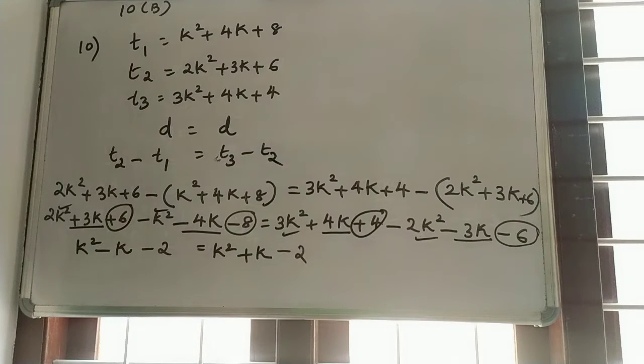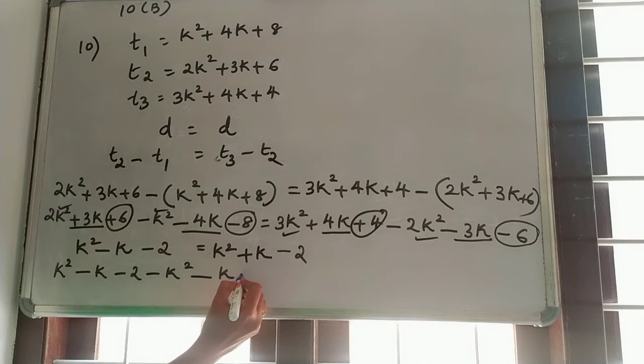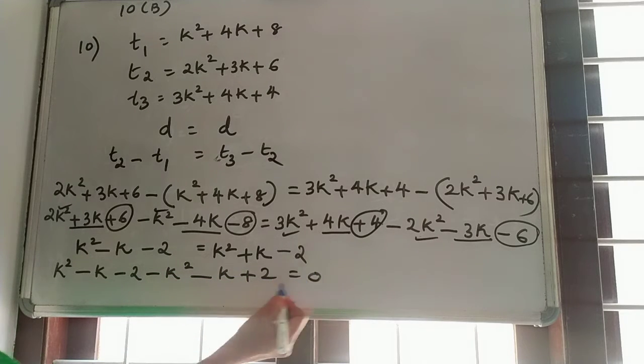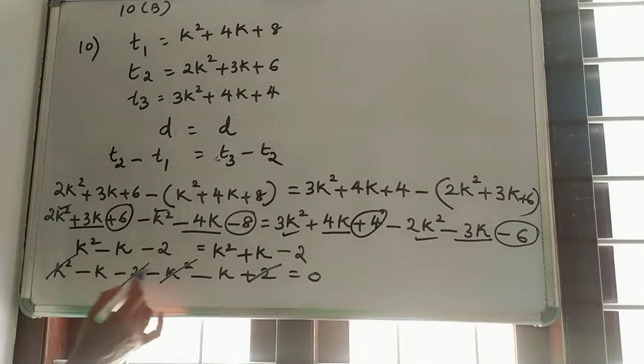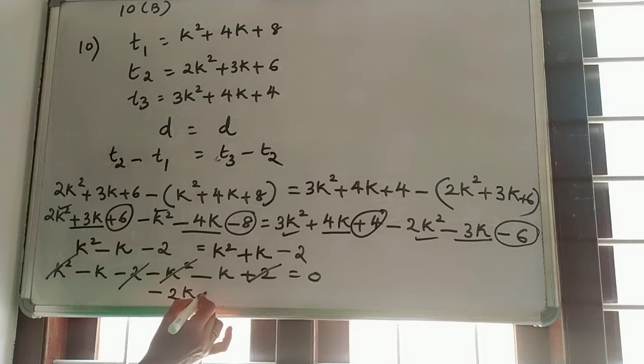So the left side is k square minus k minus 2, and there also k square plus k minus 2. So take all the things to the left side. So k square minus k minus 2, this will become minus k square minus k plus 2 is equal to 0. So k square we can cancel. Plus 2 and minus 2 cancel. So minus 2k is equal to 0.